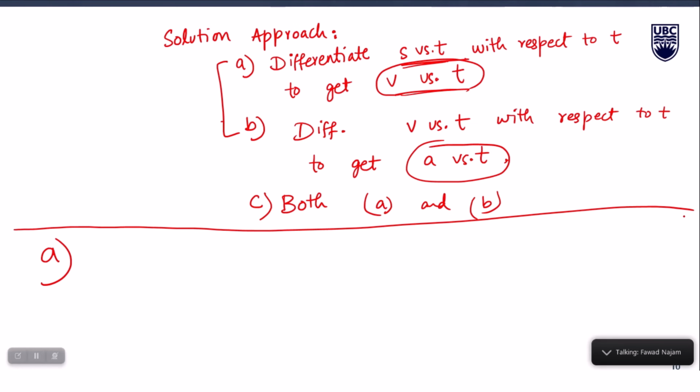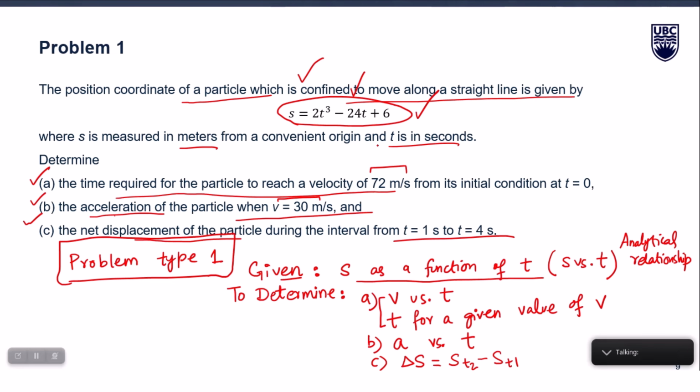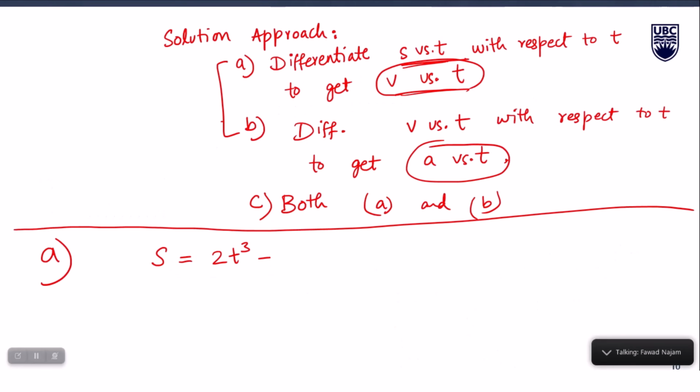For part A, I am given S equal to 2t cube minus 24t plus 6, right? And I want to determine the time corresponding to when velocity was 72 meters per second, right? This is to be determined. So the relationship between V and T needs to be determined. The solution approach which should automatically come to your mind is to differentiate this equation with respect to time, right?